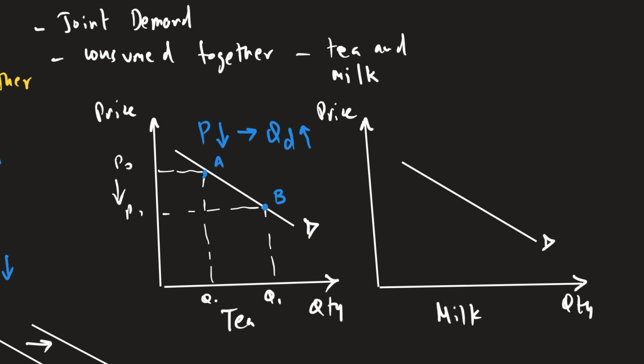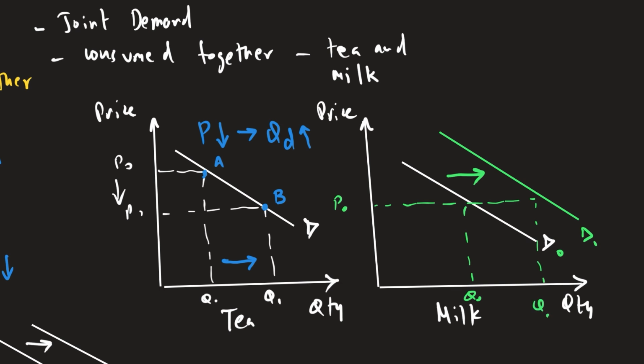On the other hand, because tea is becoming cheaper and a lot of people are now drinking tea, for that reason you will see the demand for milk go up. So the demand curve will shift to the right. For each and every price, we can say that there is more milk to be consumed because now people are drinking more tea. So the demand for milk will go up.